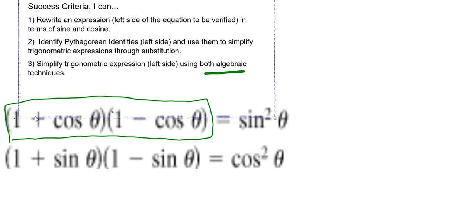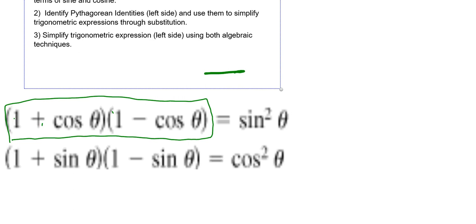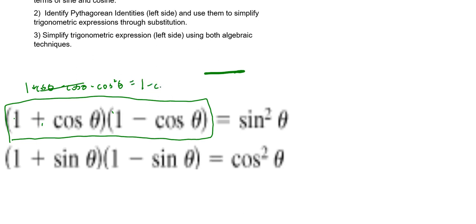1 times 1 is 1. Our middle terms are going to cancel out because we have cosine of theta minus cosine of theta. And then we have our last one, where we have positive cosine times negative cosine, which is going to be negative cosine squared of theta. These cancel out, and we're left with 1 minus cosine squared of theta. This is the fundamental trig identity, which we know equals sine squared of theta, and we verified it.